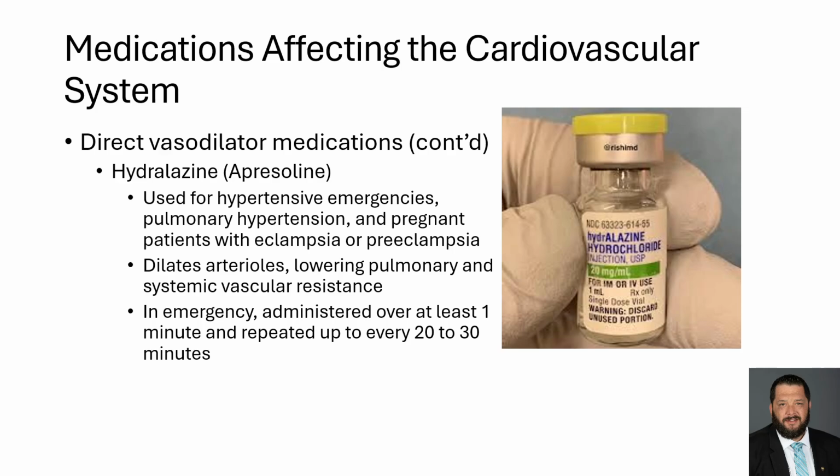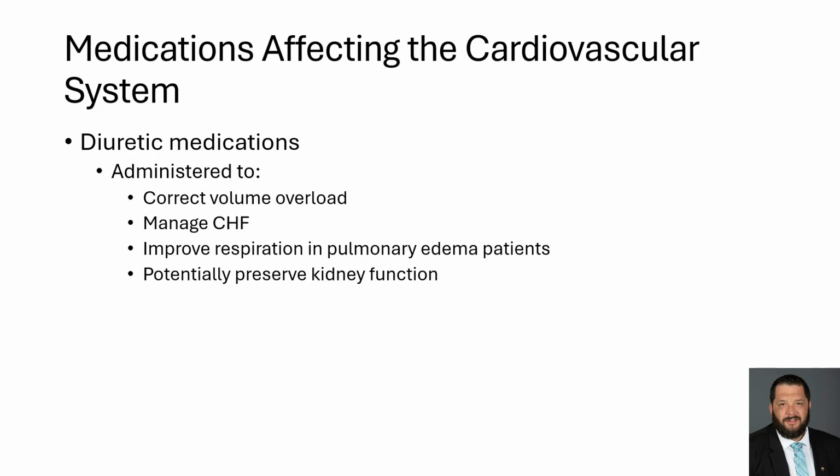Hydralazine is used for hypertensive emergencies, pulmonary hypertension, and can be used in pregnant patients with eclampsia and preeclampsia. It dilates the arterioles and lowers pulmonary vascular resistance. In the emergency situation, or if we're administering it pre-hospital, it should be administered over a period of at least 1 minute, but then repeated in 20 or 30 minutes if the patient presentation dictates.